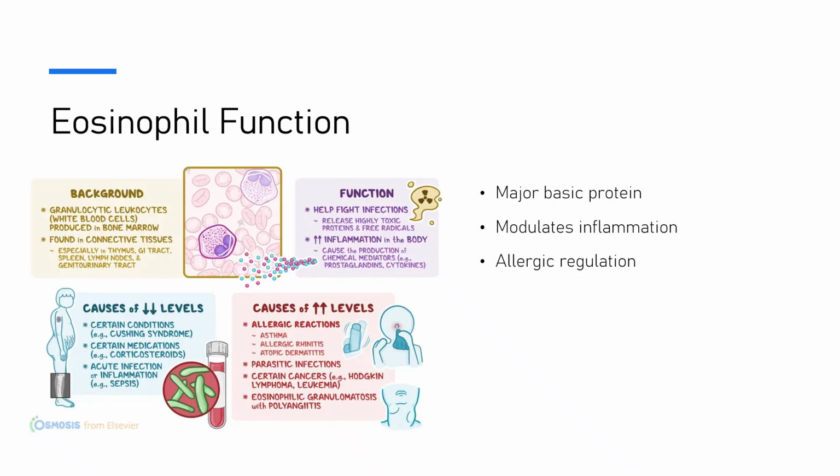Eosinophils also play a major role in modulating inflammation. They release signaling molecules that influence other immune cells and help regulate the inflammatory response. This is particularly important in allergic reactions where eosinophils often accumulate in tissues like the lungs or skin. For example, in asthma, eosinophils contribute to airway inflammation and tissue irritation. That's why some asthma treatments specifically target eosinophilic inflammation.